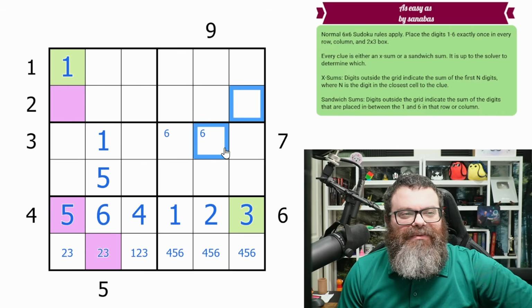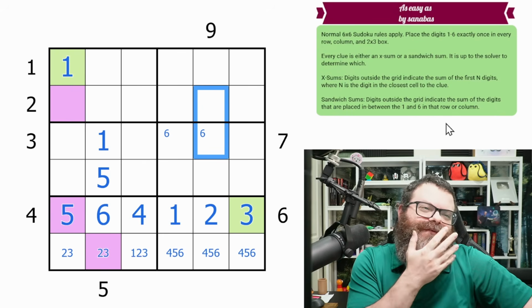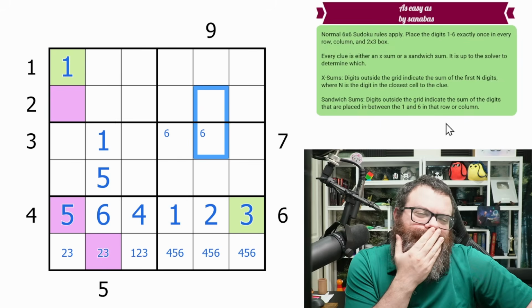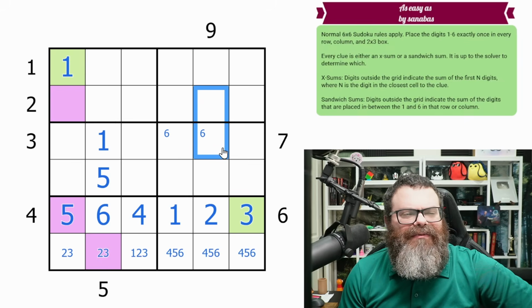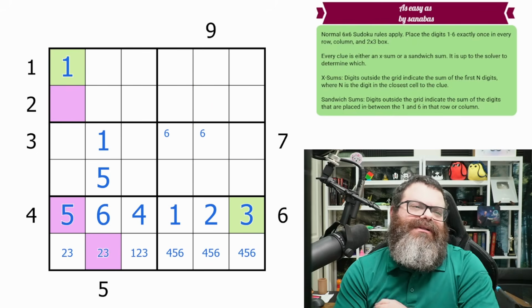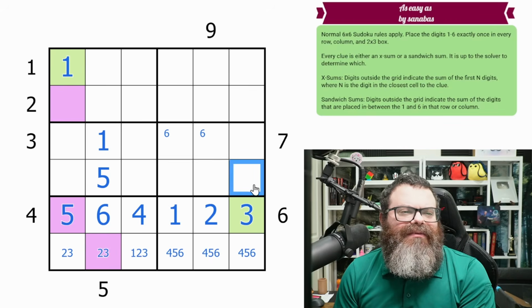Because the 2 is gone, so it can't be 2, 3, 4. 3, 2, 4. So if this is an x sum, the 3 is here, and then this is a 1, 1, 5 pair. That seems viable. If we need to add to 9 between the 1 and 6, I don't know. I don't think we can look at that yet. 1's in one of these two.